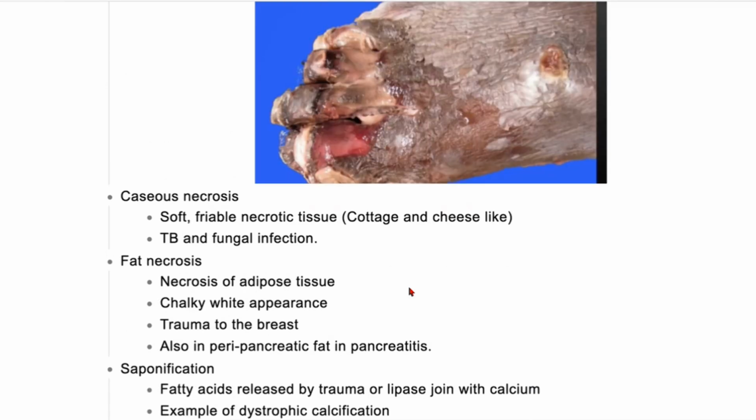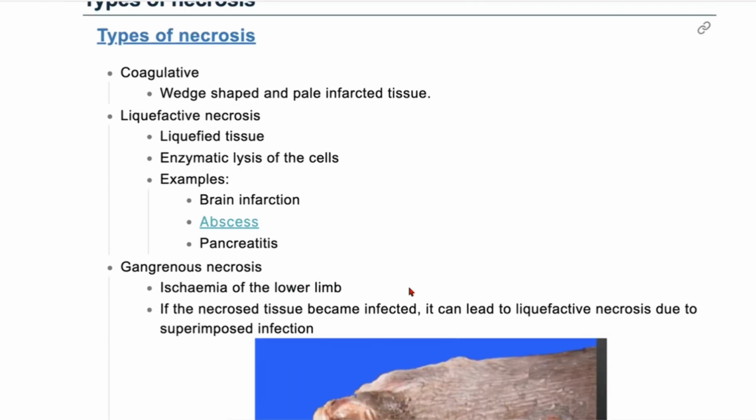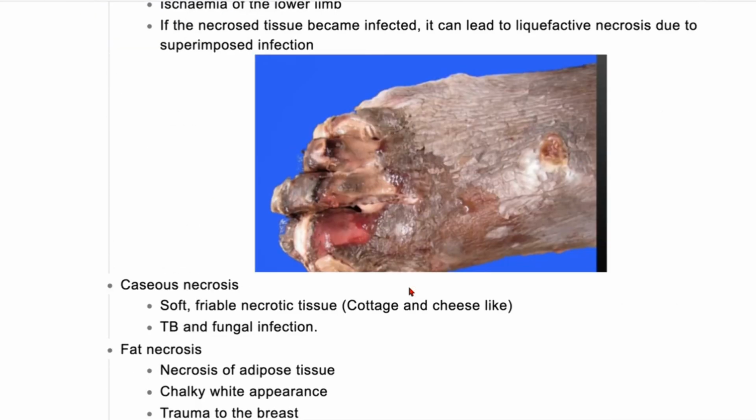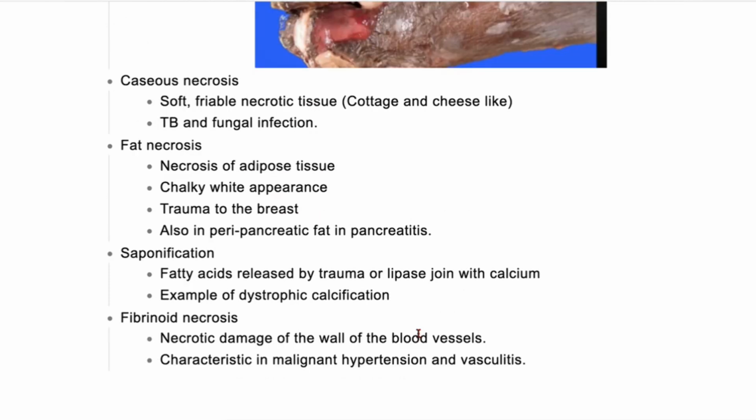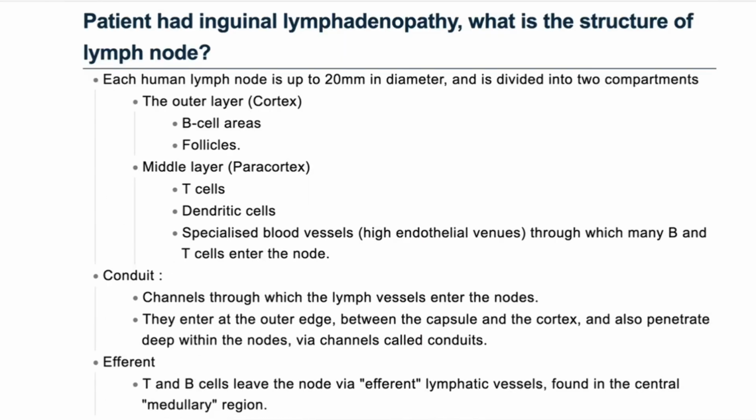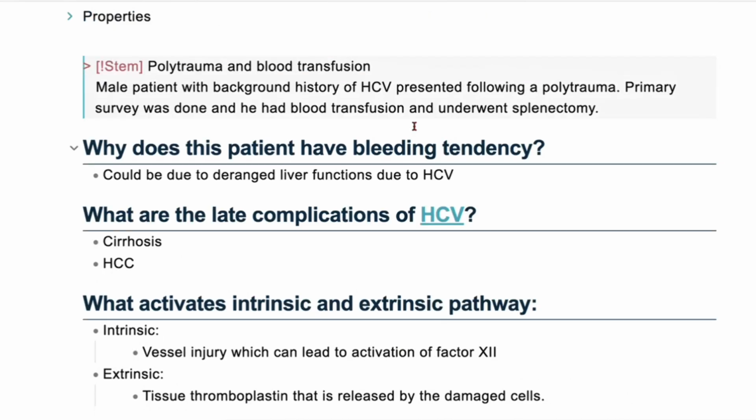So there are multiple types, as I said. I think the most common that you should remember are coagulative, liquefactive, gangrenous, and also fibrinoid is an important one, with fat necrosis because you've always used it, and saponification. So this is how you should think about linking the contents of the MRCS. So polytrauma can be linked with HCV, etc.